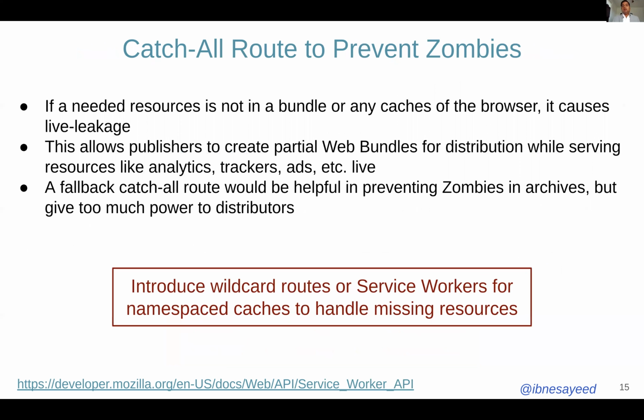One more problem we see is catch-all route to prevent zombies. So what happens is bundles, if they do not have a resource that is needed by a web page, they will go and try to fetch from the live side, and we do not want this. So one way to do this would be to introduce wildcard routes or a service worker for namespaced caches to handle missing resources. However, these are not something that are implemented yet. There are some other means they are exploring to handle some of these situations.